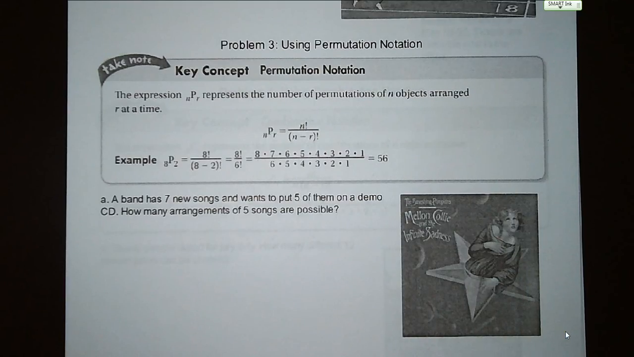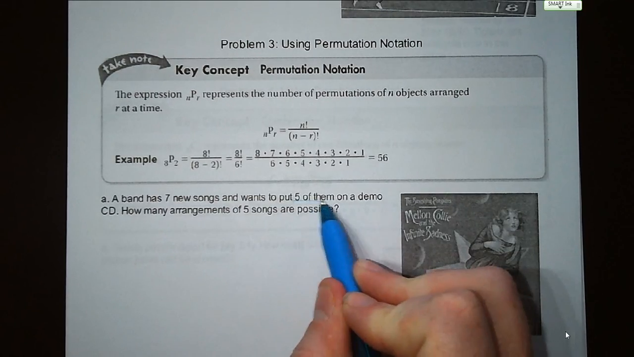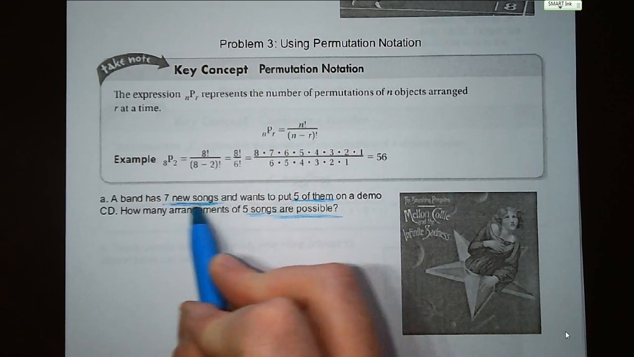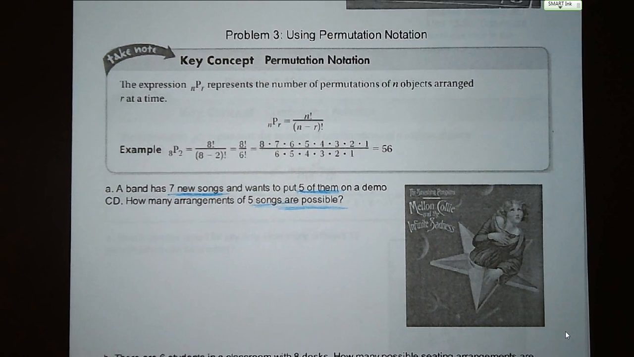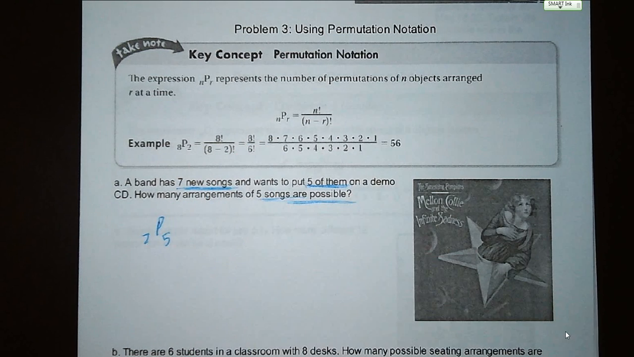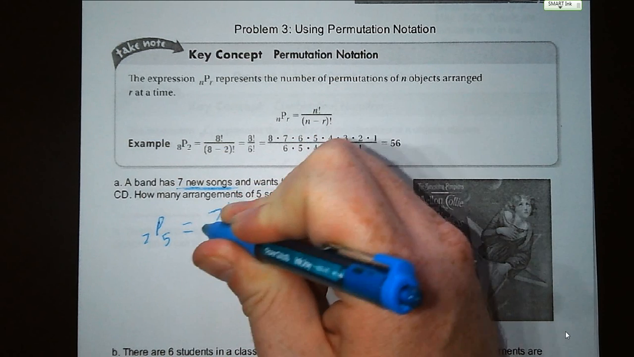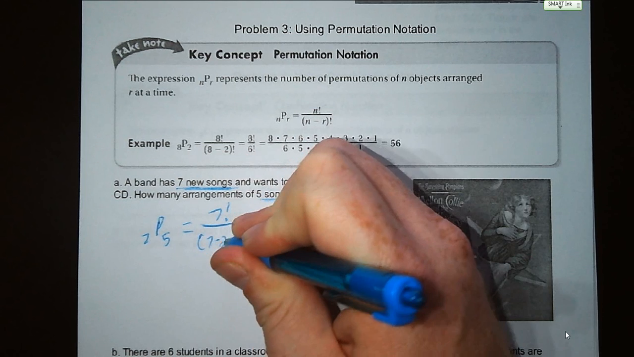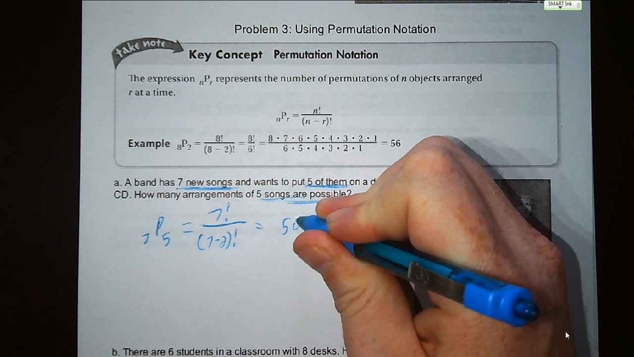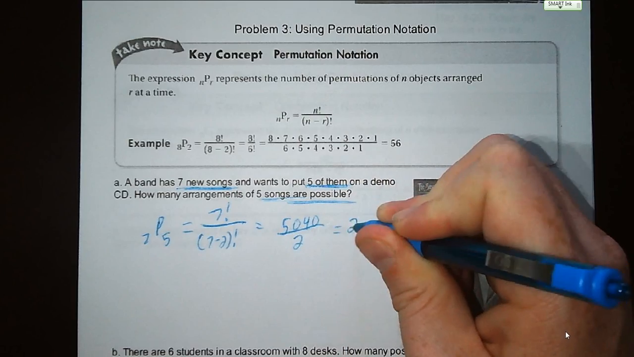All right, so we have a band that has 7 new songs and wants to put 5 of them on a demo track or demo CD. How many arrangements of 5 songs are possible? So we have 7 new songs. 7 is our total. So we have the permutation of 7 arranged 5 at a time. So that's going to be 7 factorial over 7 minus 5 factorial. When you do that math, you get 5,040 over 2, which is 2520.